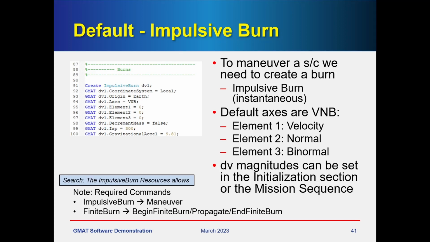Let's say we want to burn in the velocity direction. We could change the element 1 value from 0 to, say, 0.25 kilometers per second right here in line 95. We can also set a value for any DV element elsewhere in the initialization section or the mission sequence. We can also let GMAT solve for and assign DVs. More on this later.